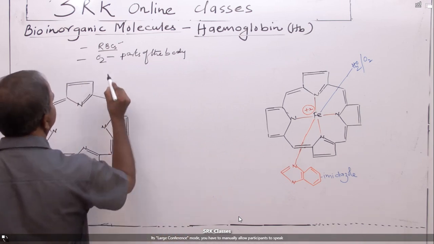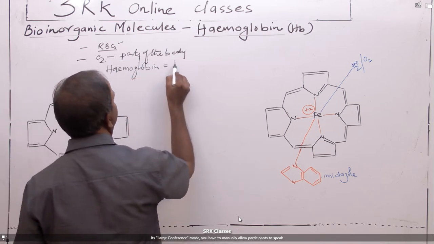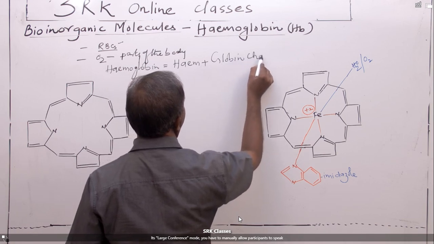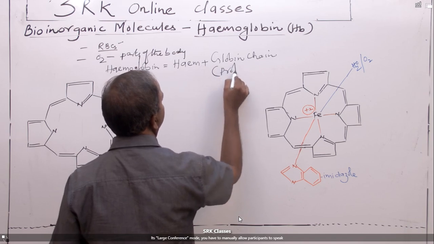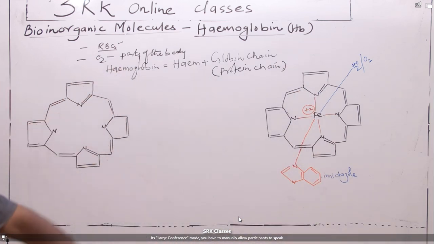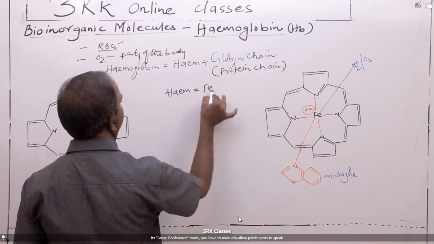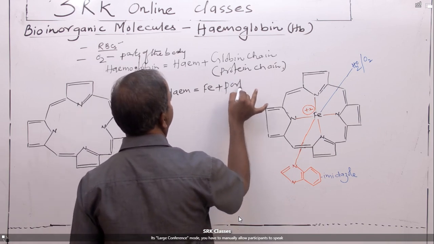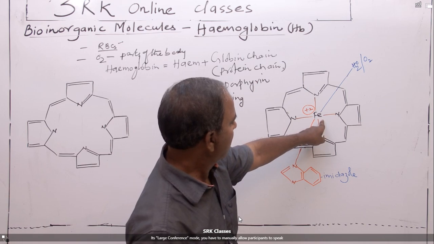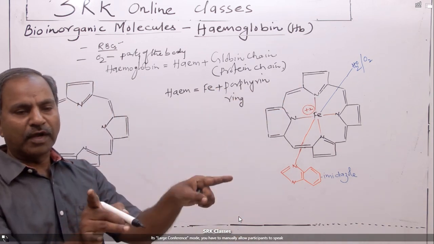This hemoglobin molecule is actually made up of heme plus globin chain. Coming to next, heme. What is this heme? Heme is actually made up of iron plus porphyrin ring. Iron plus two plus the porphyrin ring together, what we call heme.